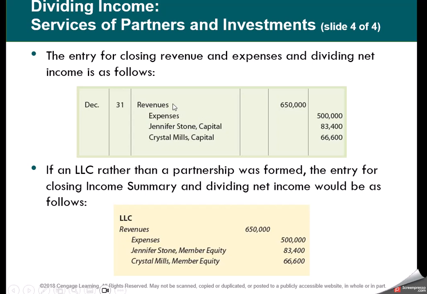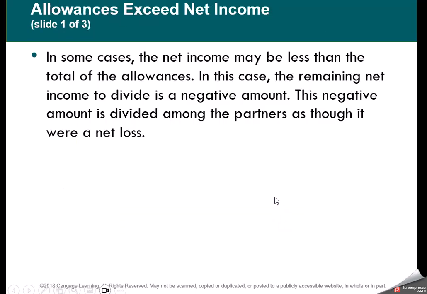And then the journal entry to close it: close our revenues by debiting, close our expenses by crediting, and then it goes into each one of their capital accounts. And again, if it was an LLC, it'd be a members' equity account.